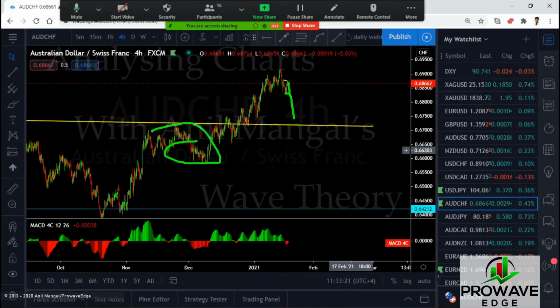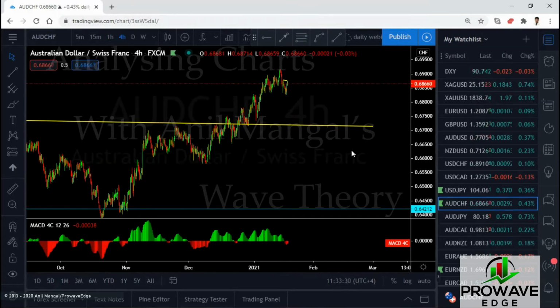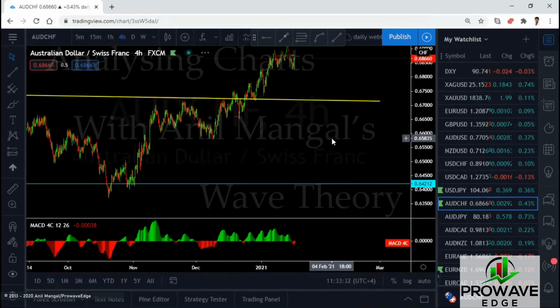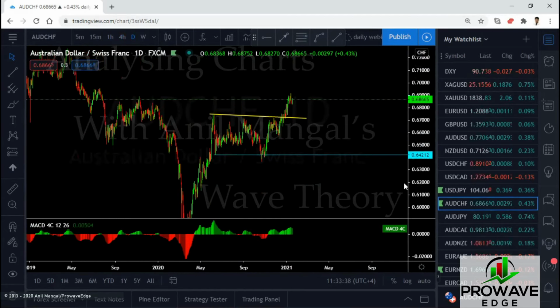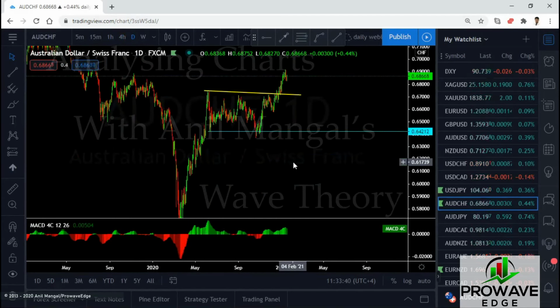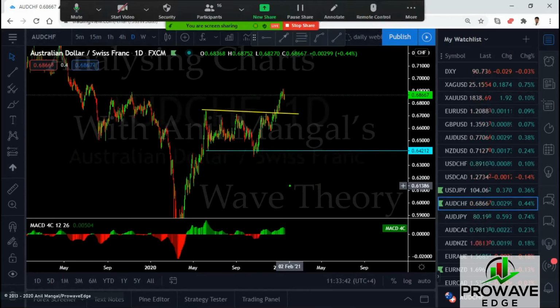So you can average a 1-to-1, maybe 2-to-1 risk to reward, maybe lower, but for now we're going to go with that because on the daily we have divergence. So it could go lower. They could go much lower than that if they want, but we're going to assume that we're making a correction like this. So we're going to assume a bigger correction here and then go.